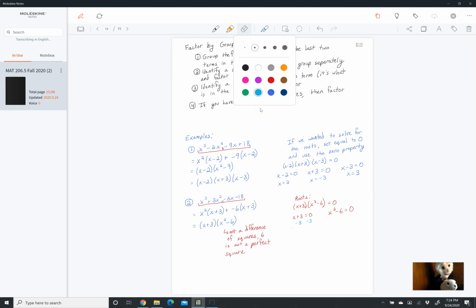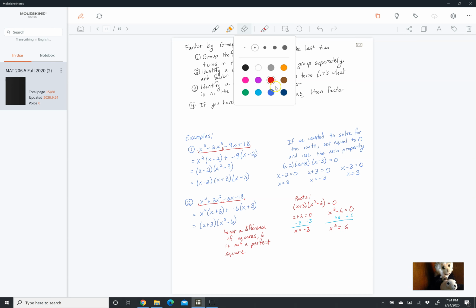We already know this, that's going to give us x equals negative 3. And the x squared minus 6, we just have 2 steps. We're going to first add 6 to both sides. That's going to give us x squared equals 6.